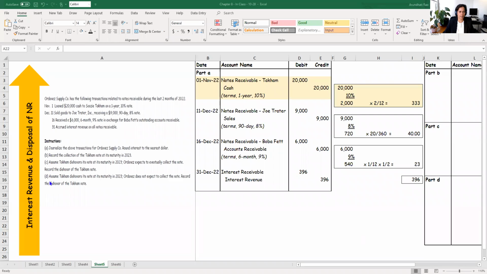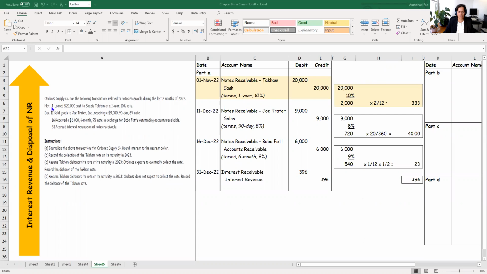This is a continuation of the previous video in which we had talked about three different notes receivable that a company had issued, three different circumstances, three different dates. At the end of the year, we had done interest accrual. Let's recap on what we had done in the previous exercise and talk about what we're going to do now in parts B, C, and D.